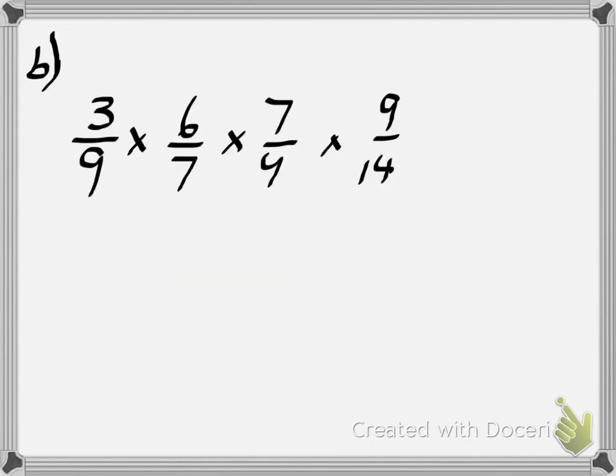Our second one has 4 fractions, and with this one we can cross cancel going across the different fractions. For instance, we can take these two 9s and make them both 1s, divide them both by 9. The 7 and the 14 are both divisible by 7. 7 divided by 7, 1. 14 divided by 7 is 2.